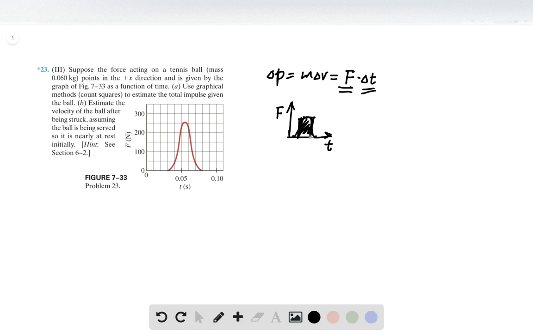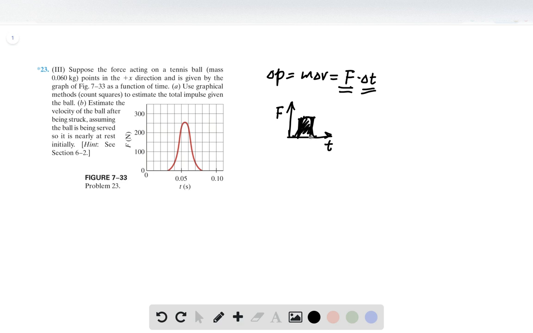So for A, we need to find the total impulse, and we just need to know the area under this curve. The precise calculation of this area needs calculus, but we're not doing that. We're just doing a simple estimation, so we're counting squares. There are different ways of doing it.